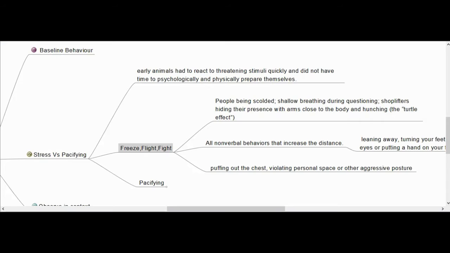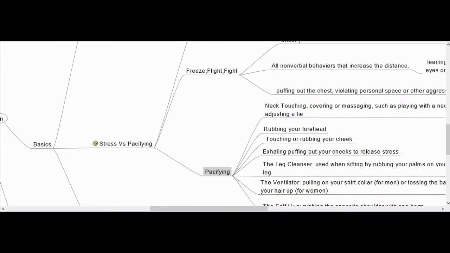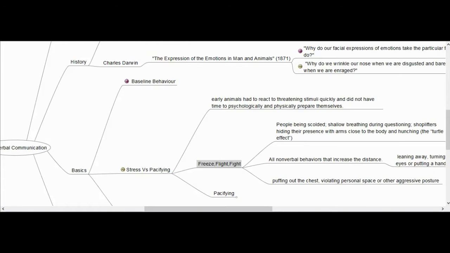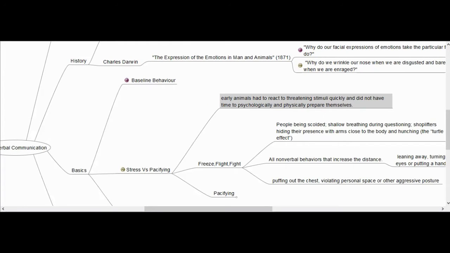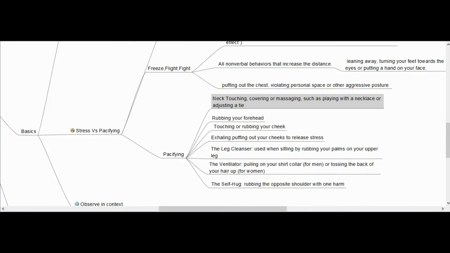So let's look at pacifying behaviors. Pacifying behaviors are the body's natural troubleshooters. Whenever something threatens your survival, you're going to release these behaviors. They include neck touching, covering, or massaging, such as playing with a necklace or adjusting a tie. I do this a lot right after I play a chess game. So it's a pacifying behavior. You need to keep that in mind.